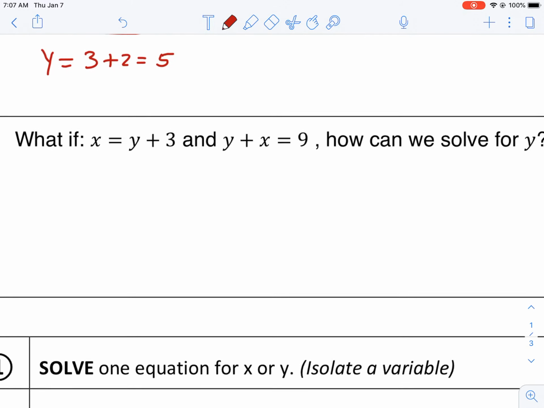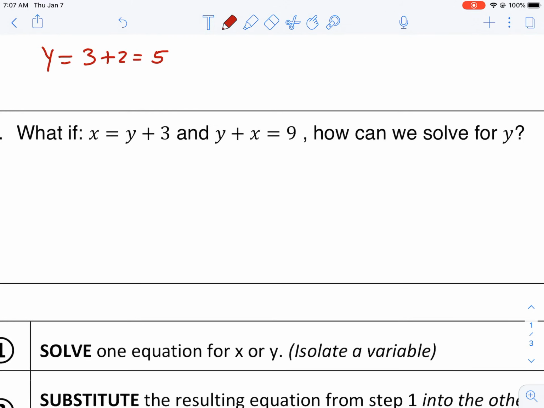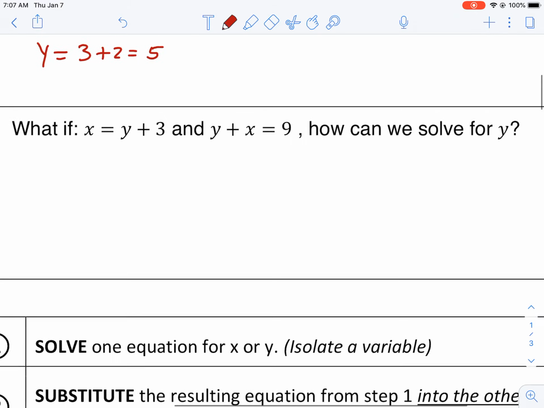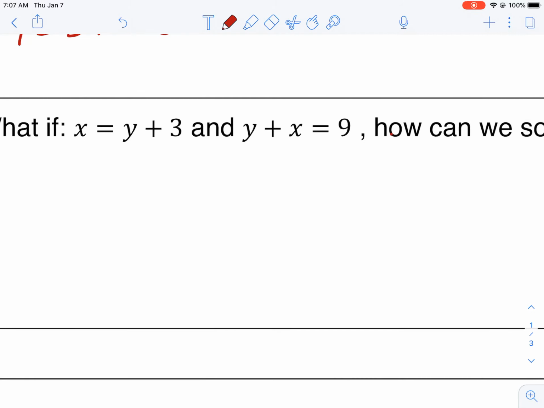And so we can look at a slightly harder one, but one that's going to shed more light on what we're going to be doing. What if x is y plus 3 and y plus x equals 9, right? So we can still do this substitution here. And with just an equation like this, you can't solve it because you have two variables in an equation. Your goal is always to get it down to one variable in an equation, right?